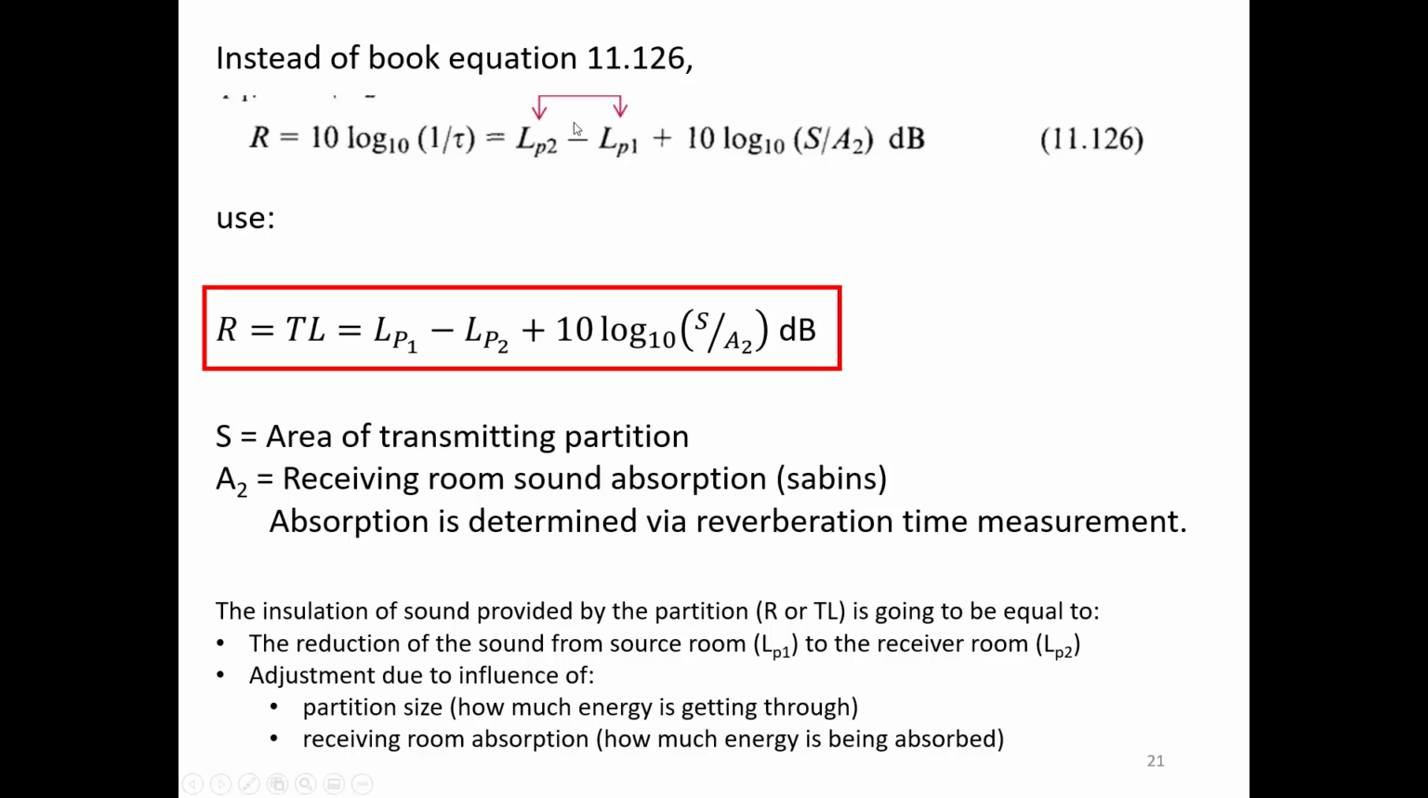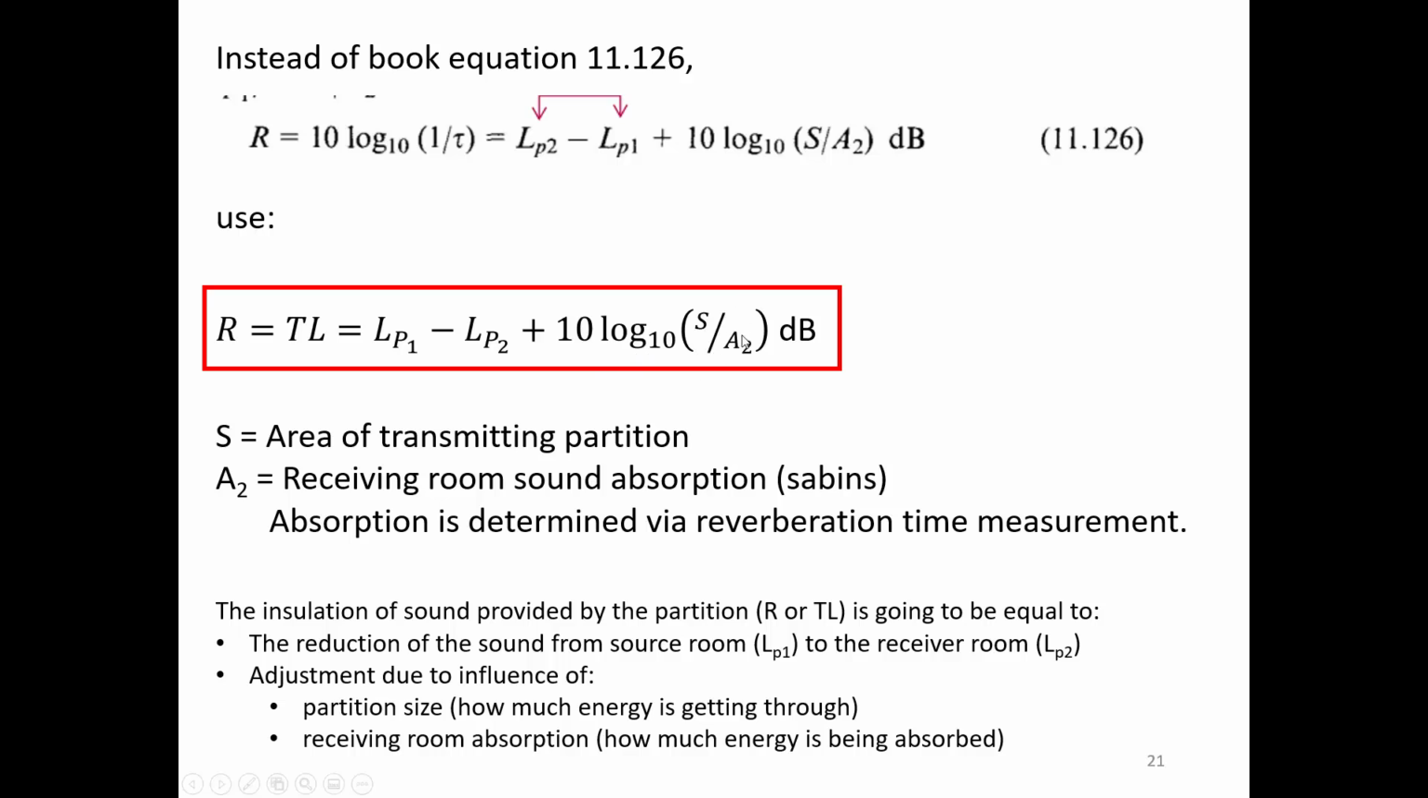Now, I'm going to have two slides here as to why I'm justifying myself for saying this is wrong. The insulation of sound provided by the partition, which would be the sound reduction index or the transmission loss, is going to be equal to the reduction of the sound from the source room, LP1, to the receiver room, right? We said that transmission loss is the main component of that. But we also need to make an adjustment due to the influence of the partition size and the receiving room absorption.